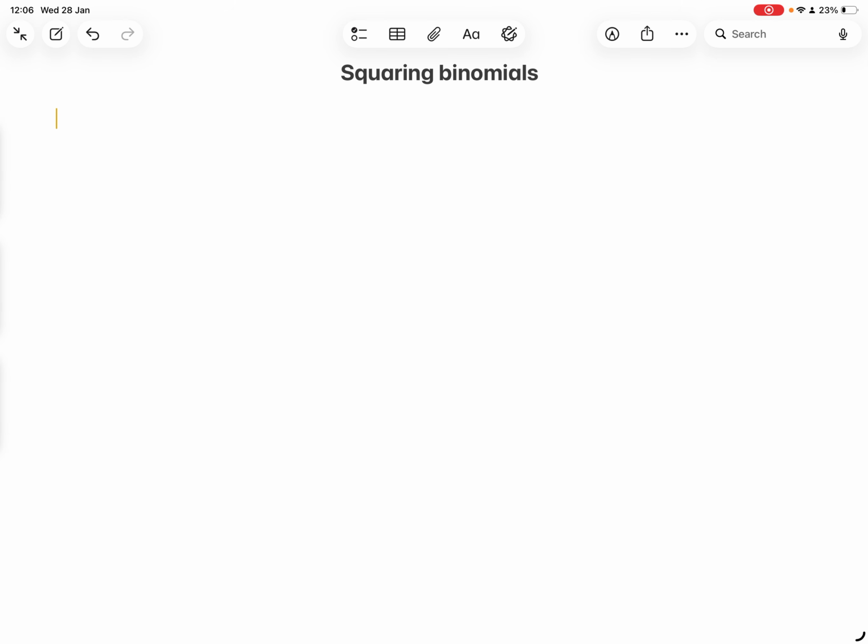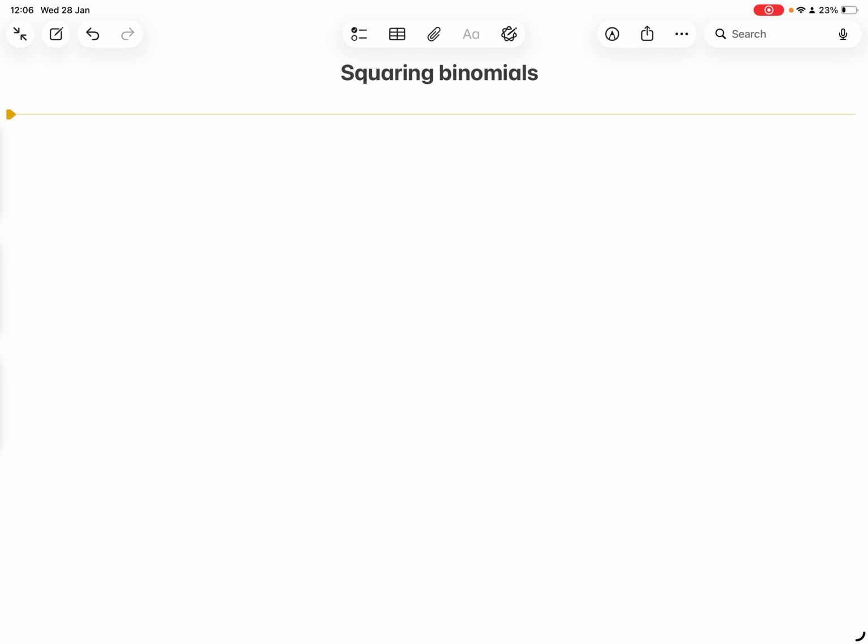All right, so we are still looking at binomials. Today we're going to talk about squaring binomials. In the previous lessons, we've talked about the product of binomials, and today we are simply talking about squaring them. So let's quickly have a look at what we mean.